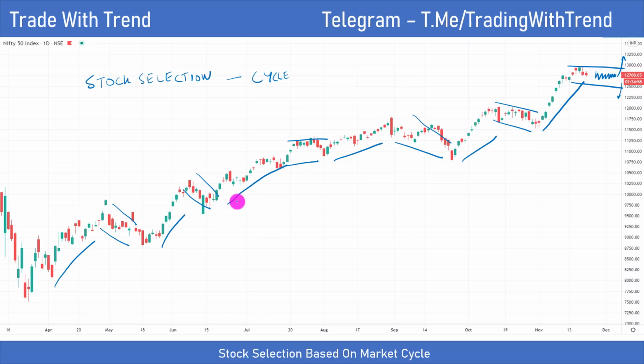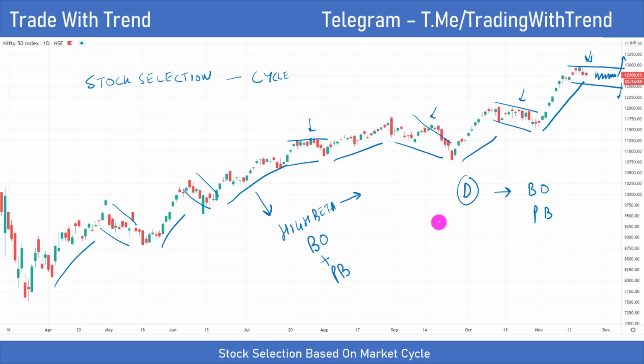The thing is that when you are in expansion phase, then you should be into high beta stocks. In this phase, you can have breakout and pullback as a strategy. But when you are in such consolidation phases where price is sort of moving just in a range, then in such sort of market phases, high beta stocks actually don't give you that much opportunity. In these phases, it is the defensive stocks that will break out and that will give you opportunities in terms of pullback trading. So again, even in terms of market cycle, there is a fine balance that exists between high beta stocks and defensive stocks.